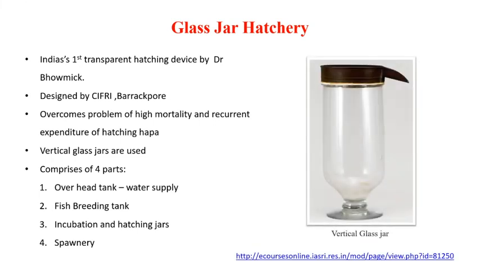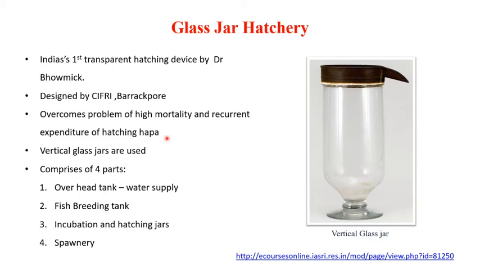Let us learn about glass jar hatchery. The credit of developing India's first transparent hatching device, in which the developing eggs can be watched at eye level, goes to Dr. Bhaumik, CIFRI, Barrackpore, West Bengal. The glass jar hatchery overcomes the problem of high mortality and recurrent expenditure of hatching HEPA. In this system, the hatchling is automatically transferred to the storage HEPA spawnery within the hatching building itself.